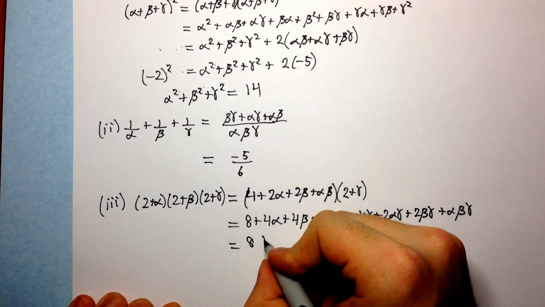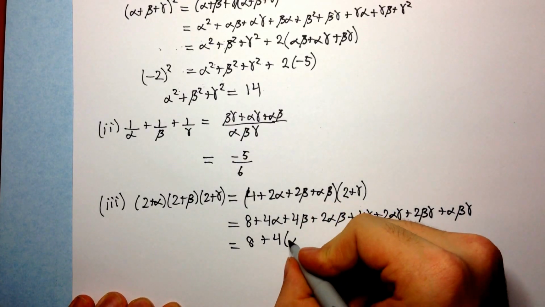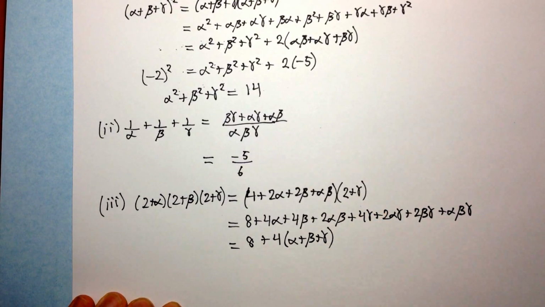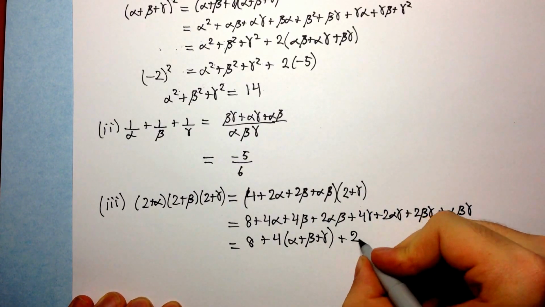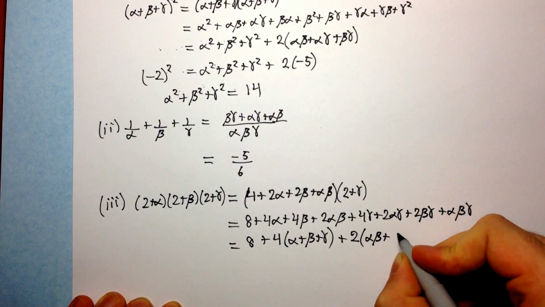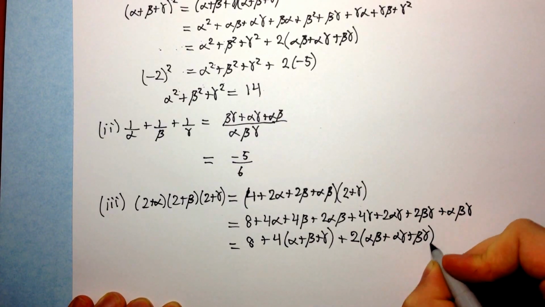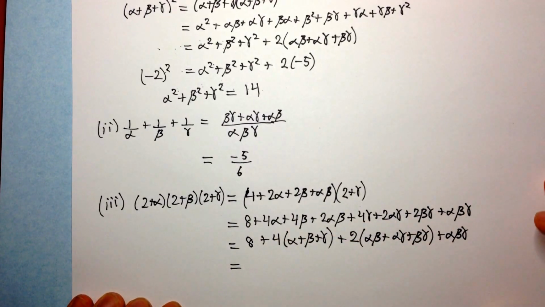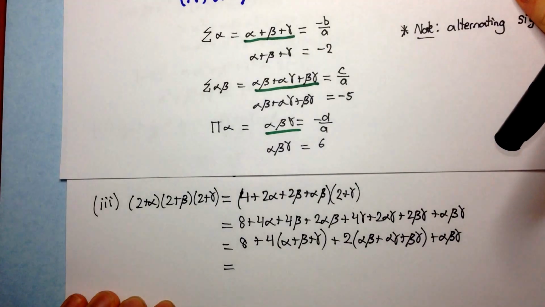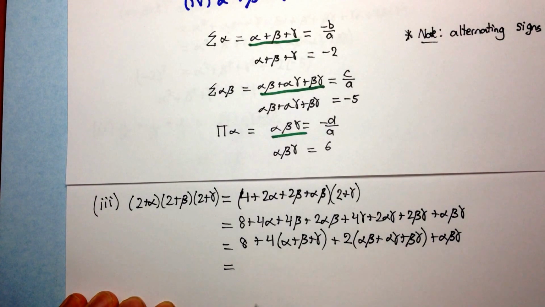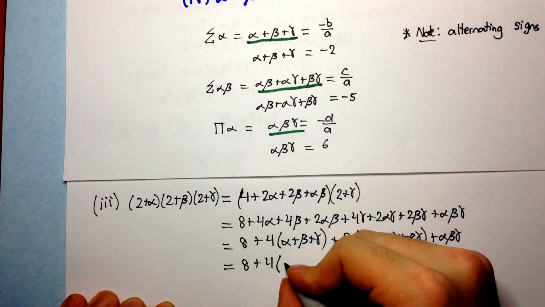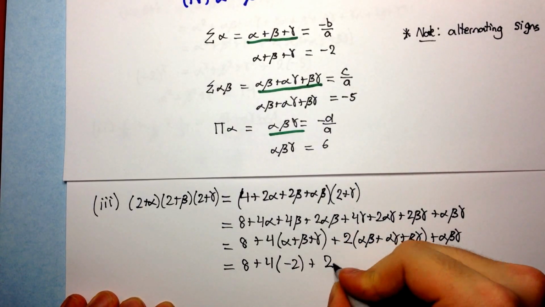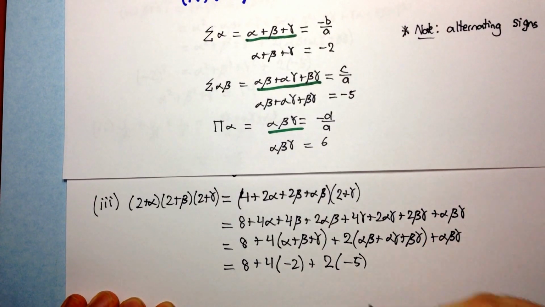We can collect like terms and we'll see that we get a factor of 4 here. So 4 into alpha plus beta plus gamma, plus we get a factor of 2, alpha beta plus alpha gamma plus beta gamma, and we get a product. Now, once again, we have values for these from our three fundamental expressions. So this is 8 plus 4 into alpha plus beta plus gamma, which is negative 2. The sum of roots 2 at a time is negative 5. And the product of roots is 6.